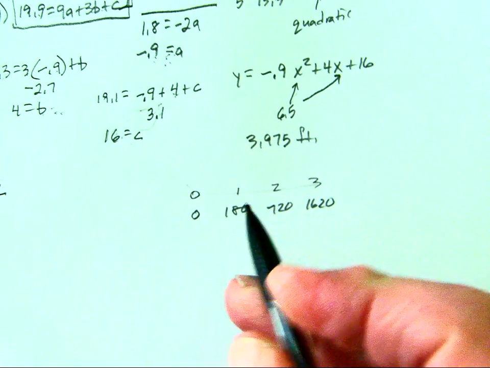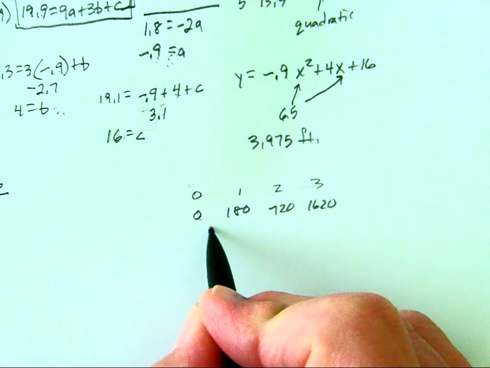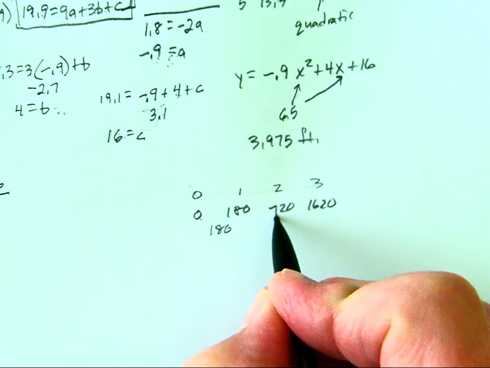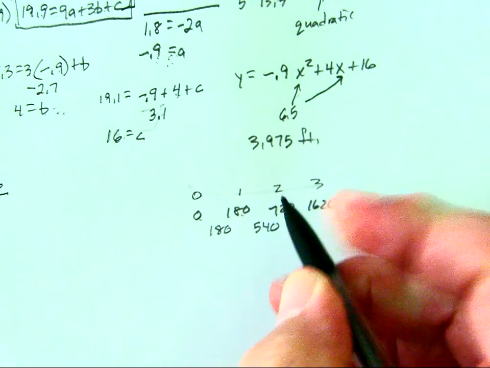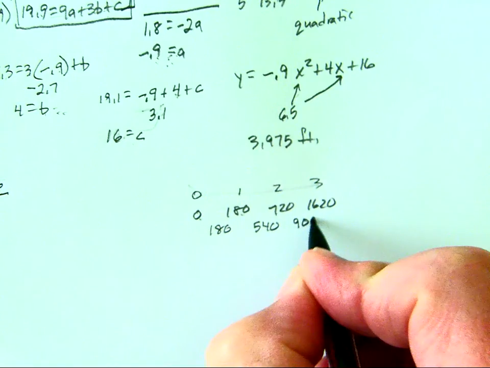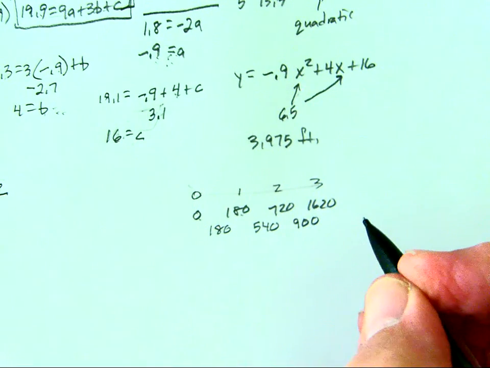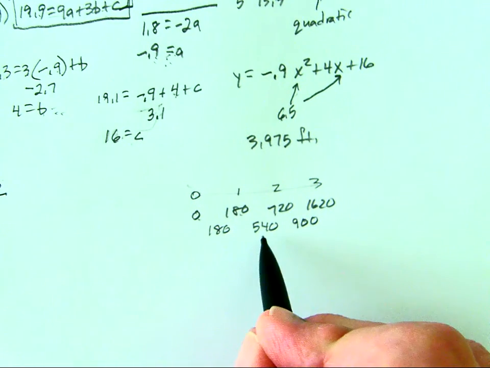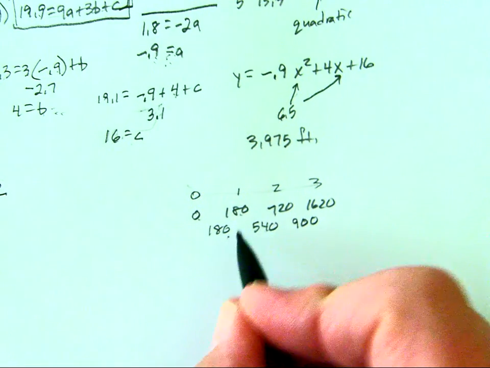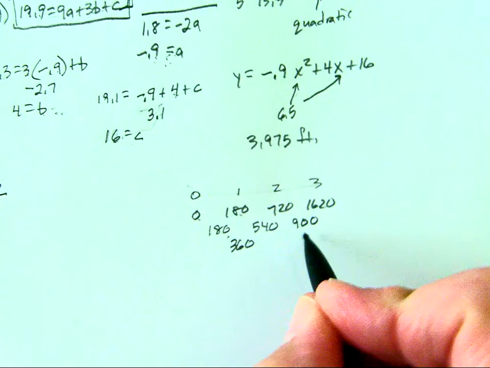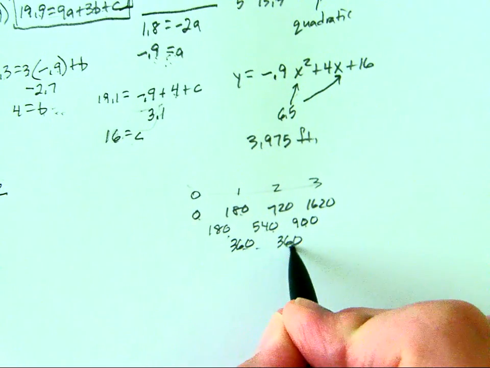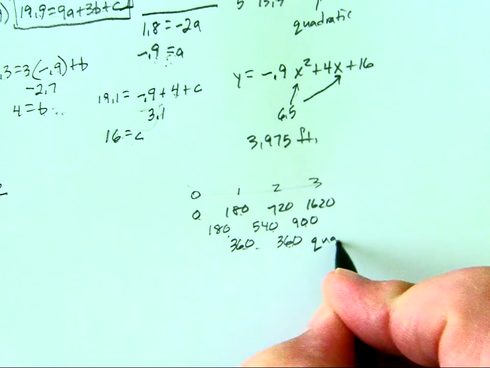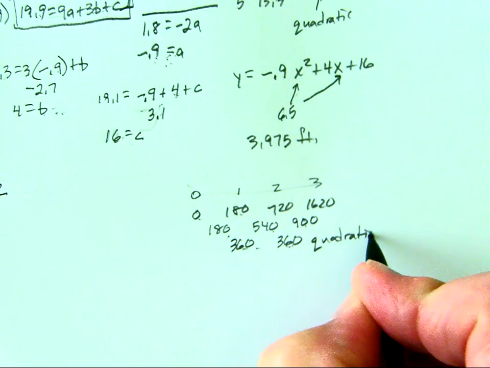So again, if we do the first difference, 180 minus 0 is 180. 720 minus 180 is 540. 1620 minus 720 is 900. So those aren't the same, so it's not linear. Second difference, subtract those. 540 minus 180 is 360. 900 minus 540 is 360. Since those are both the same, that tells you this is a quadratic. So that's how you tell that.